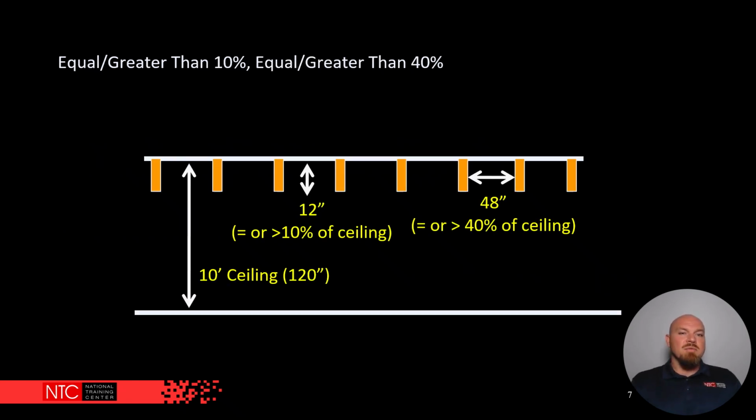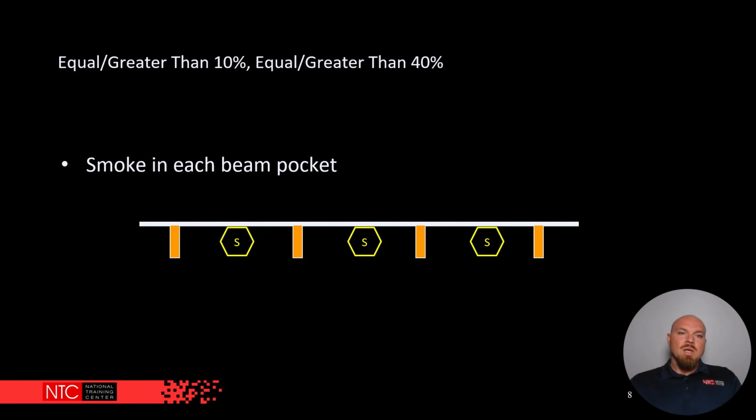Well, what happens if we are equal to or greater than 10% and equal to or greater than 40%? So, our example, 10-foot high ceiling, 120 inches. Beams project down 12. All right, we're at 10% there. Beams are also spaced 48 inches apart, which is going to be 40%. So when this is the case, we have to treat each beam bay as its own individual room, which means we're going to put smokes in every single one of the beam pockets.